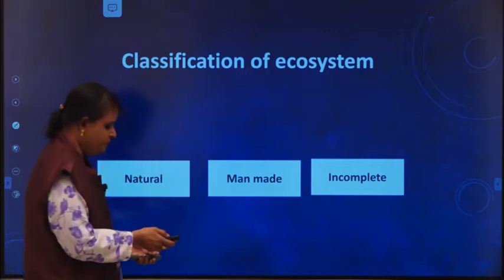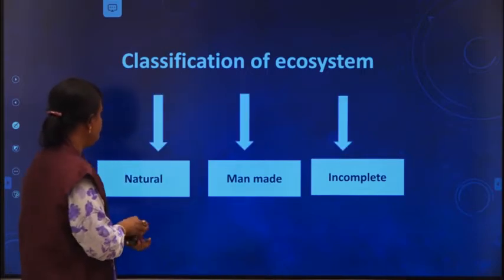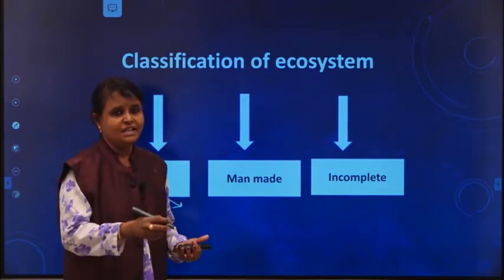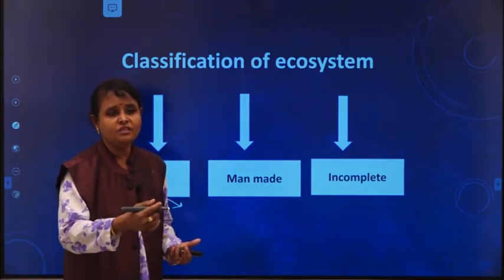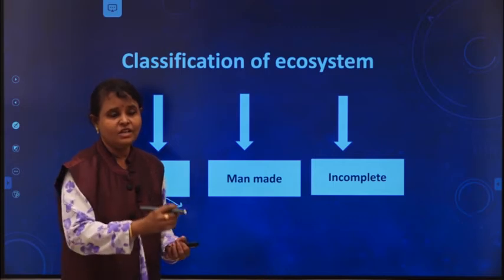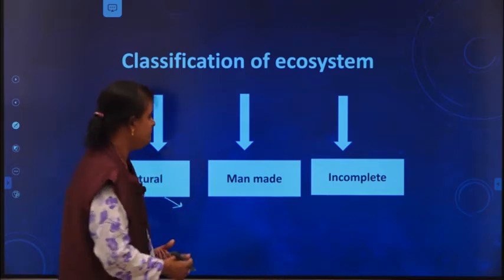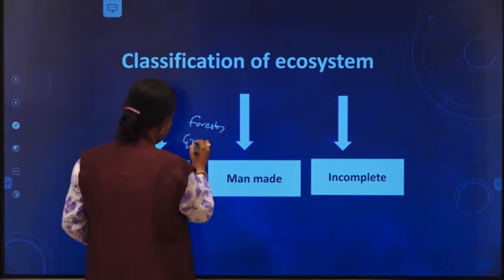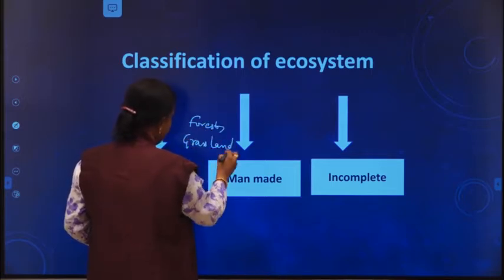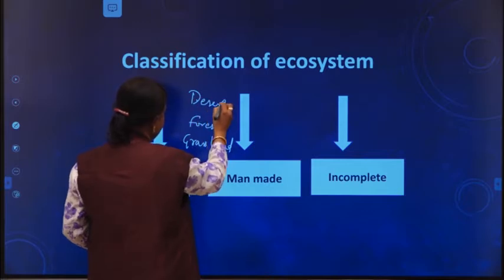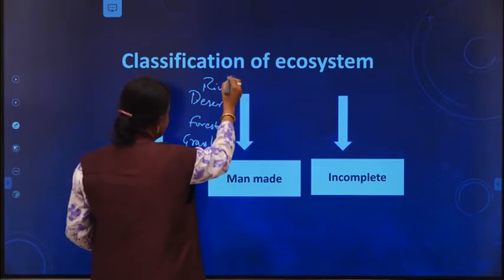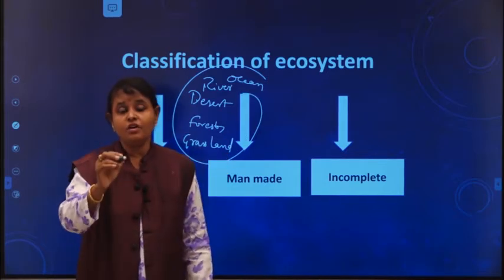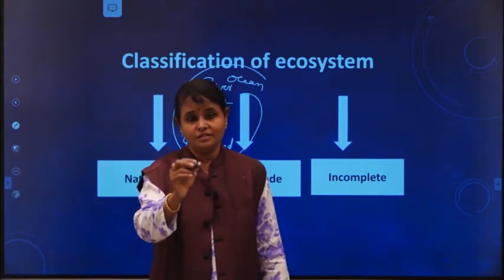Natural ecosystem, it is formed by itself. That means naturally it is formed without the interference of man. Can you give examples for natural ecosystem? You can give these examples: forest, grassland, desert, river, ocean. All these are examples for natural ecosystem because they are formed without the interference of man.